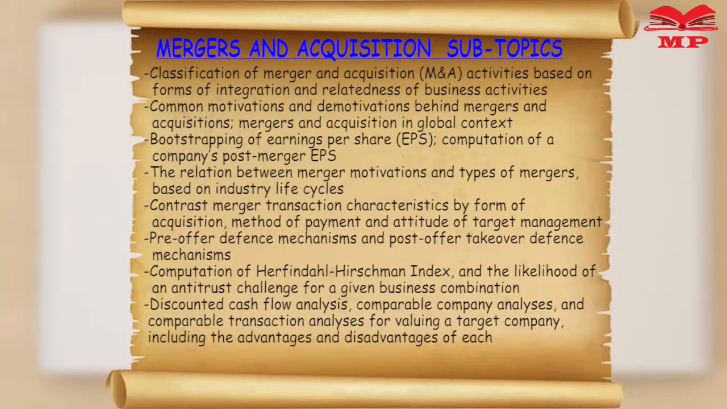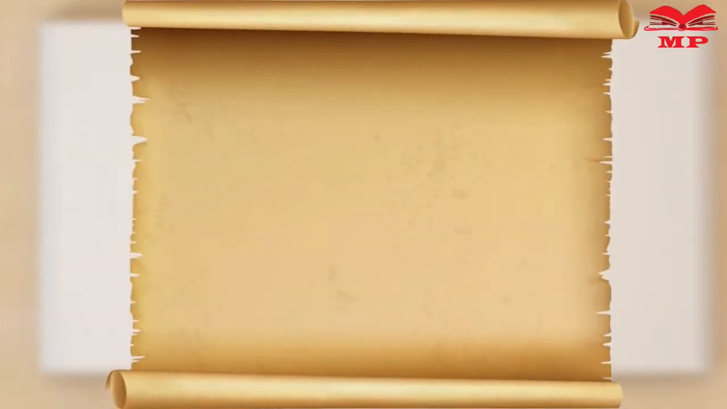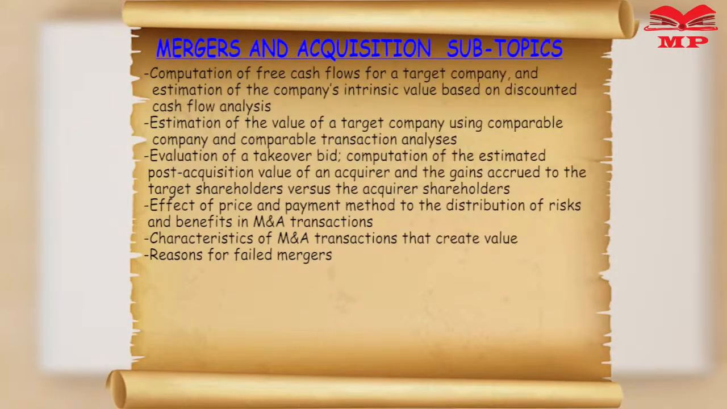Then from there, we look at the discounted cash flow analysis. We also look at computation of free cash flows for a target company. The next one is estimation of the value of the target company using comparable company and comparable transaction analysis. We also look at evaluation of takeover bid. The next one is the effect of price and payment method on the distribution of risk and benefit in merger and acquisition transactions. Then characteristics of merger and acquisition transactions that create value. And the last thing we need to cover under merger and acquisition is the reasons for failed mergers.